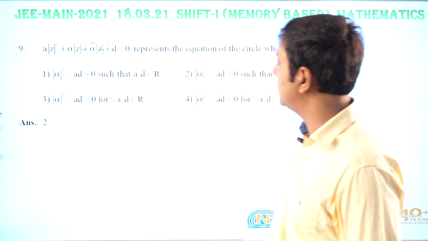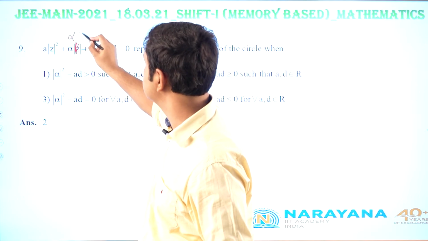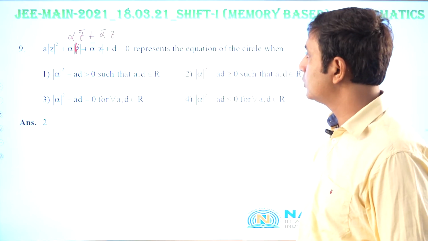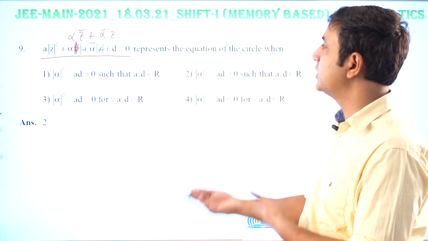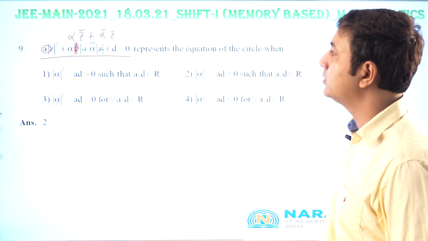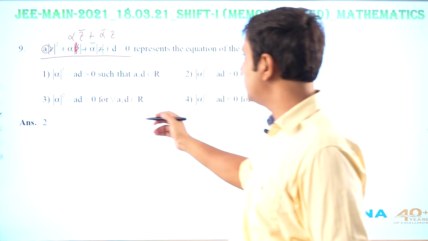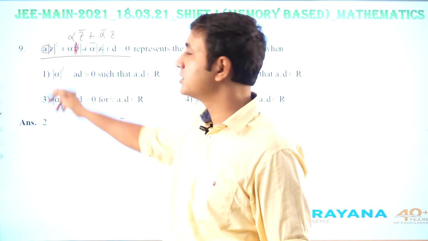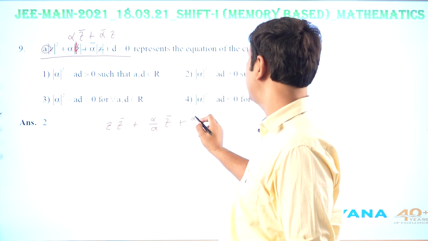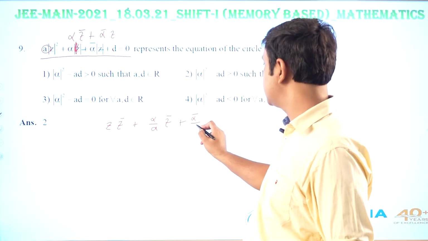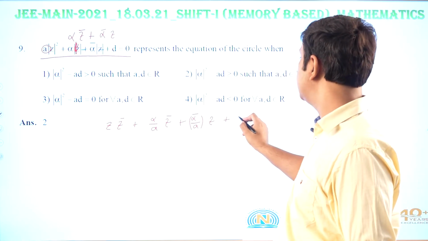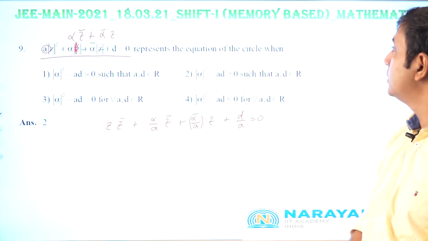Now here there is some mistake, there is no mod here. So it is simply alpha z plus alpha z bar actually plus alpha bar z. So this is a standard way of writing the equation of a circle in the complex plane. But there is a real number a multiplied to the equation. So we'll take that out. When we take that out, this will become z z bar, which is the same as mod z square, plus alpha by a z bar plus alpha bar by a, a bar is a only, because a is a real number. So we can write alpha by a bar, there will be no difference, into z plus d by a is equal to 0. So they want to represent a circle.